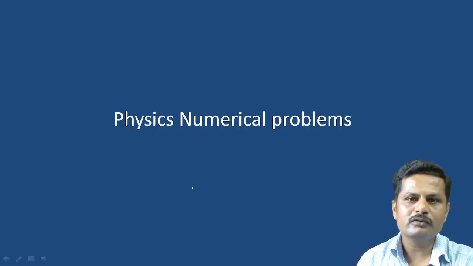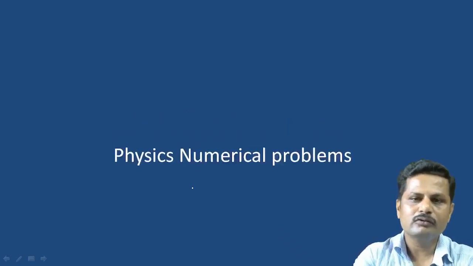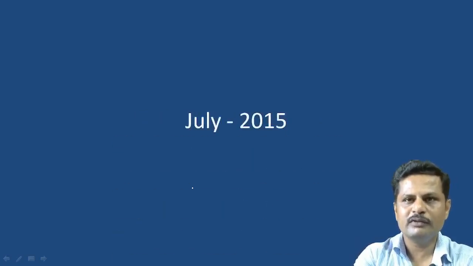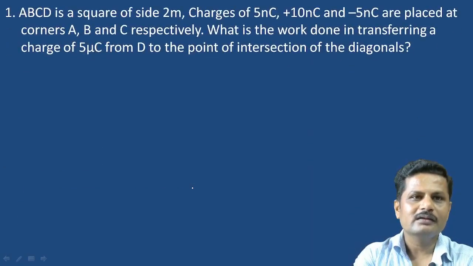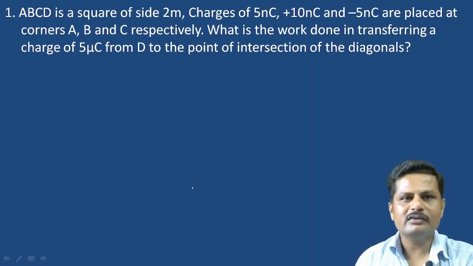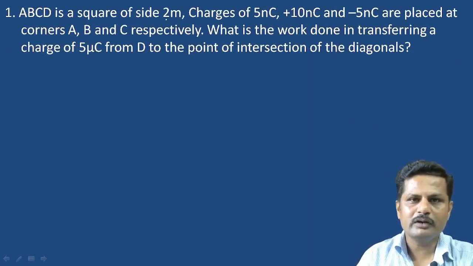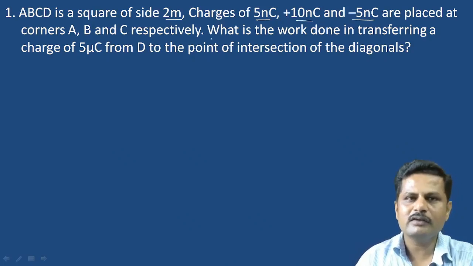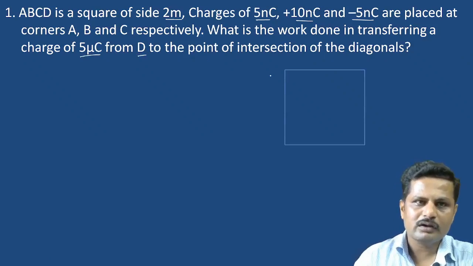Dear students, in this video, I am going to discuss solutions of numerical problems appeared in the July 2015 physics question paper. Let's have a look at the very first problem. ABCD is a square of side 2 meter. Charges of 5 nanocoulomb, 10 nanocoulomb and minus 5 nanocoulomb are placed at corners A, B, C respectively. What is the work done in transferring a charge of 5 microcoulomb from D to the point of intersection of diagonals? Here we have a square ABCD.